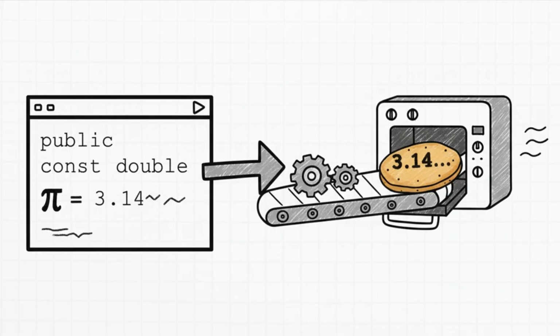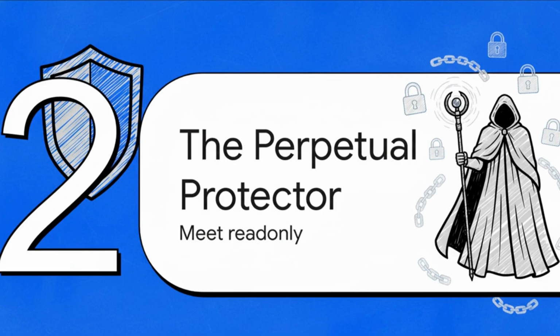And here's what that looks like in the wild. When you write this line, public const double PI, you're basically telling the C# compiler, hey, listen up. Anywhere you see the word PI in my code, I want you to just swap it out with the number 3.14159. That value gets baked right into the compiled code itself. So that's const. Now let's bring in our second guardian.